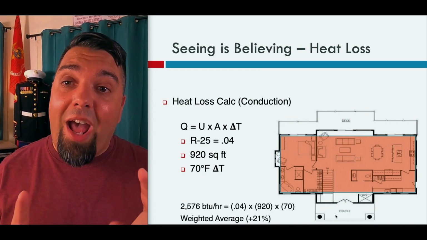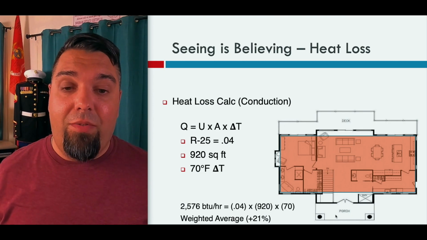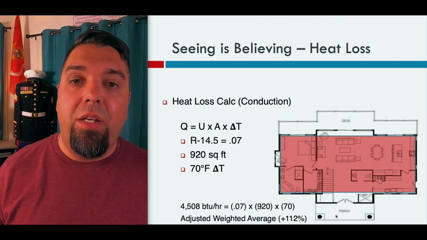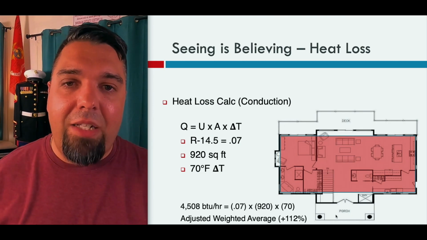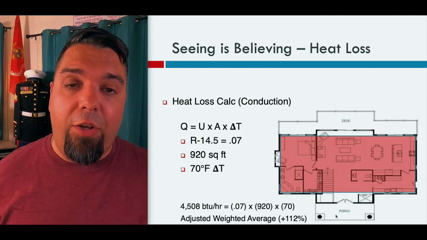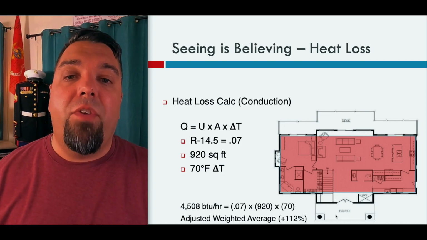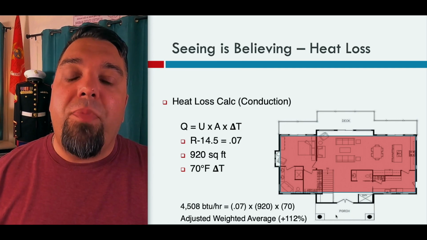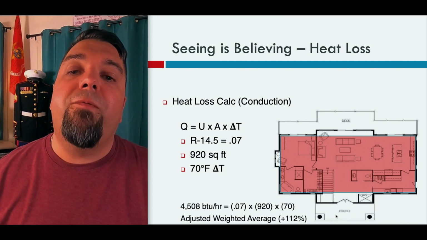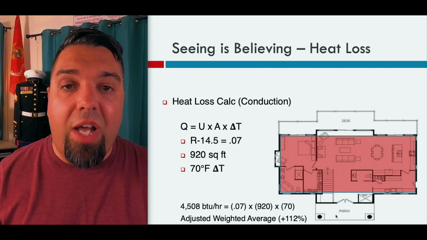Now, what happens when we derate the R value because it wasn't installed correctly, right? We brought that down to R15 or R14.5 to be exact. 1 divided by 14.5 is 0.07 U value. 0.07 times 920 square foot ceiling times 70 degree delta T. We just jumped that heat loss up to 4,508. That's 112% more than what the original calculation was.